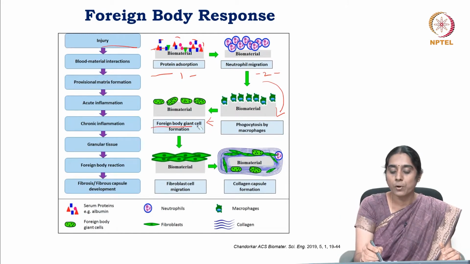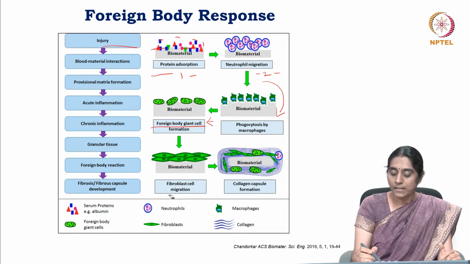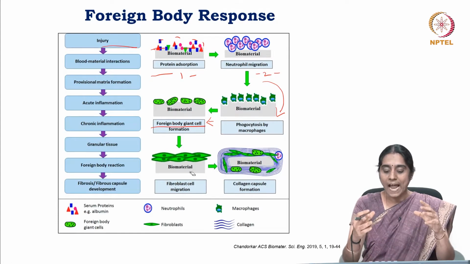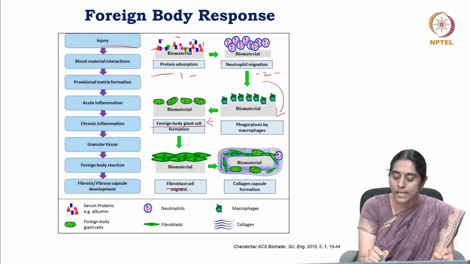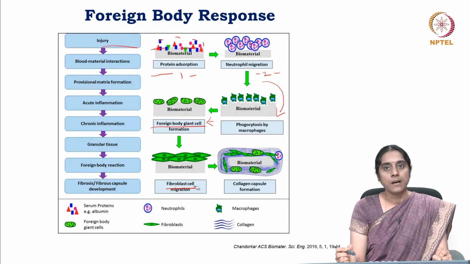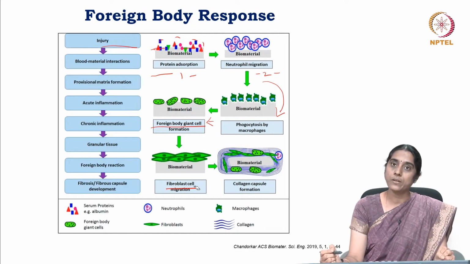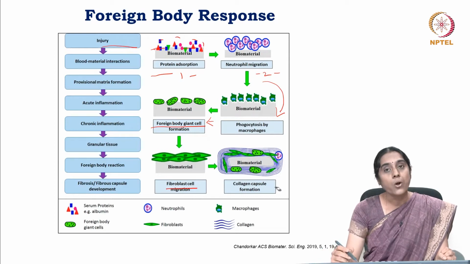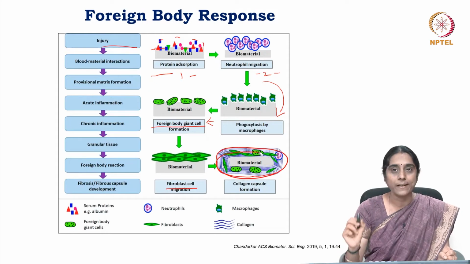So that leads to the formation of the foreign body giant cell. Okay, then this foreign body giant cell will settle there and recruit various other cells, such as, importantly, fibroblasts. Fibroblasts are the cells which secrete one of the extracellular matrix proteins called collagen. So, this collagen will form a capsule around the biomaterial.